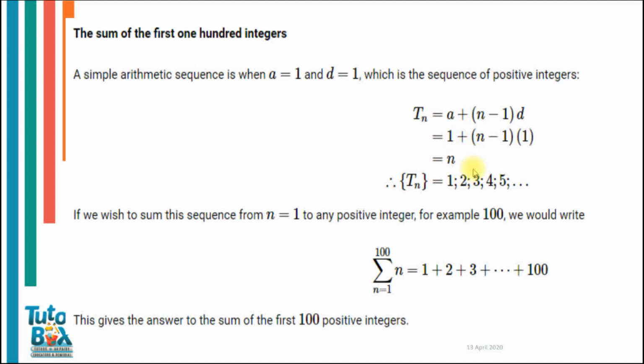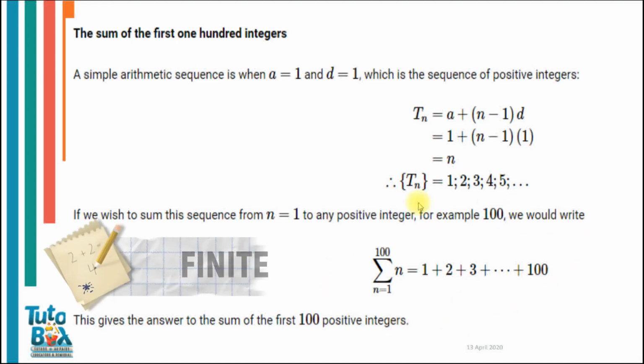This will be equal to n, right? Because it's a simple arithmetic, a is 1 and d is 1. So basically you're counting 1, 2, 3, 4, 5, all the way to whatever. But in this case, we want to go to 100, right? So if we wish to sum this sequence from n is 1 to any positive integer, for example, 100, we could write the sum of n from n is 1 all the way to 100 as 1 plus 2 plus 3 all the way to plus 100.